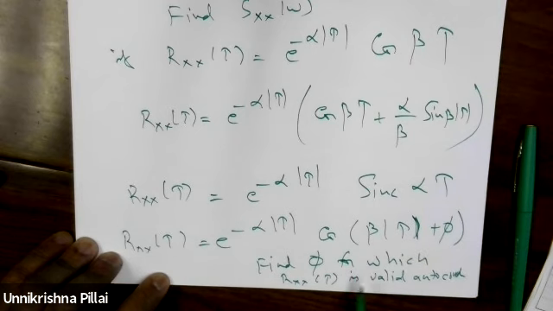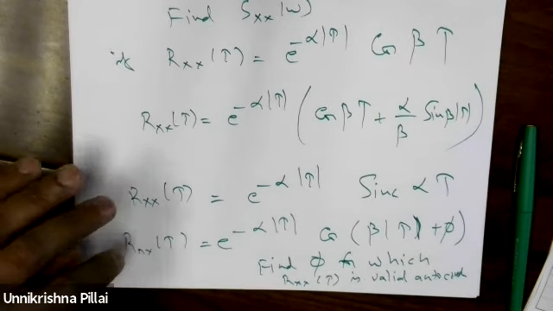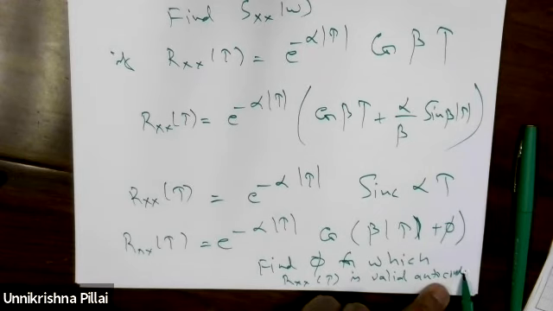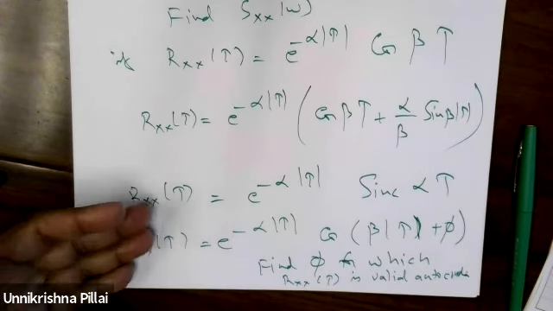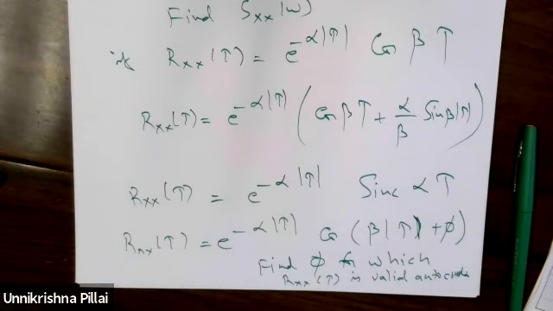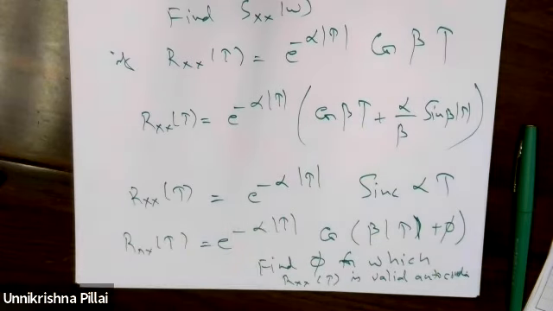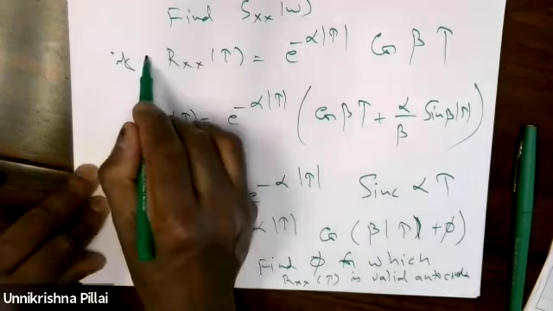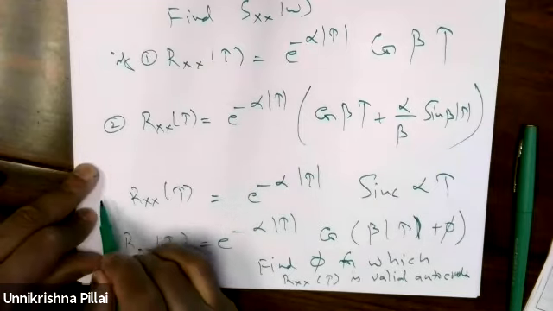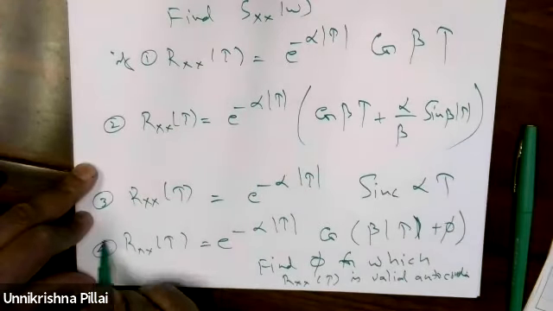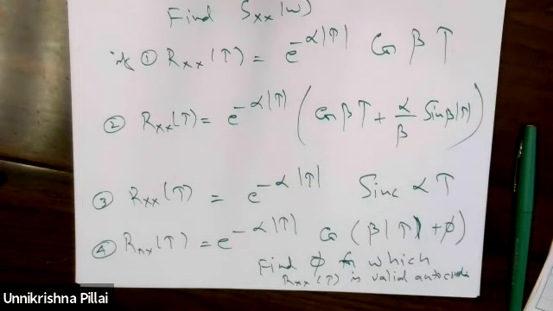I gave you a function. I'm saying find the value of phi for which this will be a valid autocorrelation function. That means, remember, if it is a valid autocorrelation function, the spectrum should be positive. So you find the Fourier transform and see for what value of phi the spectrum will be positive. Only when you try to do these problems yourself will you learn. There are four problems here. Just do it. I hope you can copy it. Maybe some of them are already in the homework.